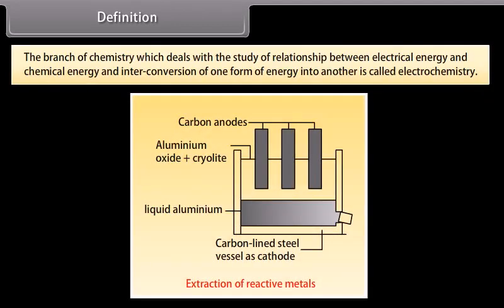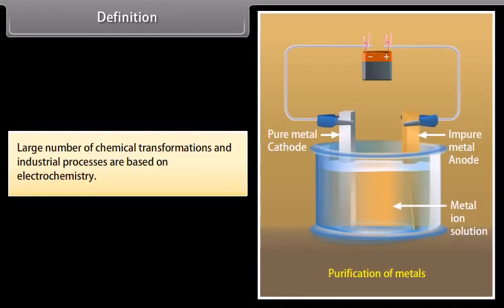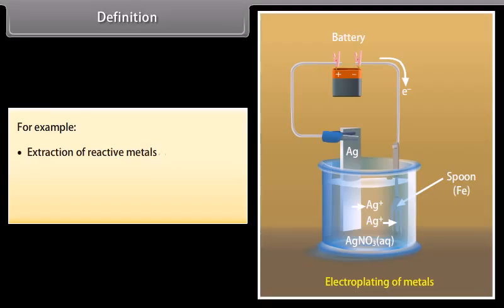The branch of chemistry which deals with the study of relationship between electrical energy and chemical energy and interconversion of one form of energy into another is called electrochemistry. A large number of chemical transformations and industrial processes are based on electrochemistry. For example, extraction of reactive metals, purification of metals, and electroplating of metals.